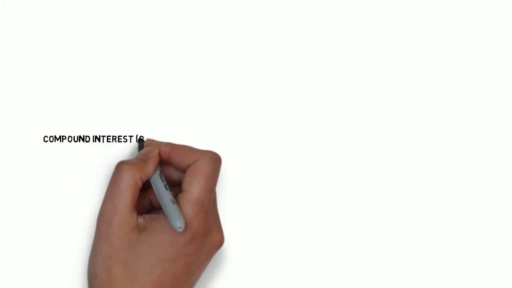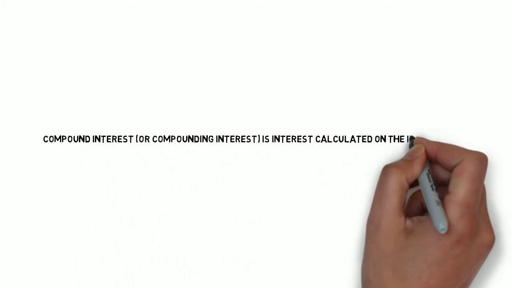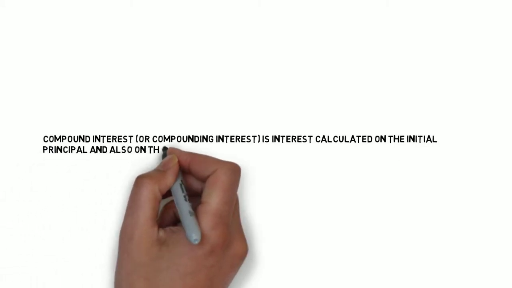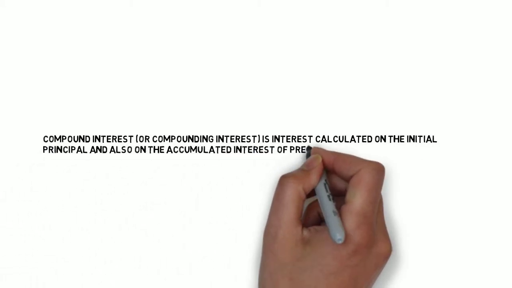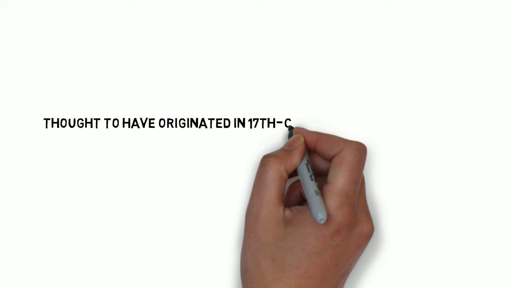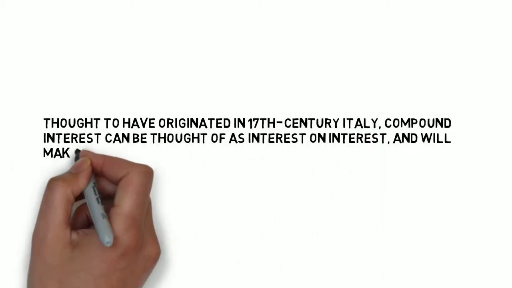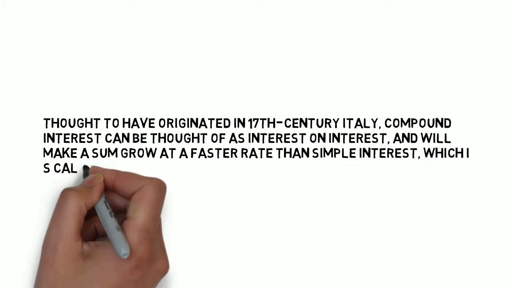What is compound interest? Compound interest, or compounding interest, is interest calculated on the initial principal and also on the accumulated interest of previous periods of a deposit or a loan. Thought to have originated in 7th century Italy, compound interest can be thought of as interest on interest, and will make a sum grow faster than simple interest, which is calculated on the principal amount.